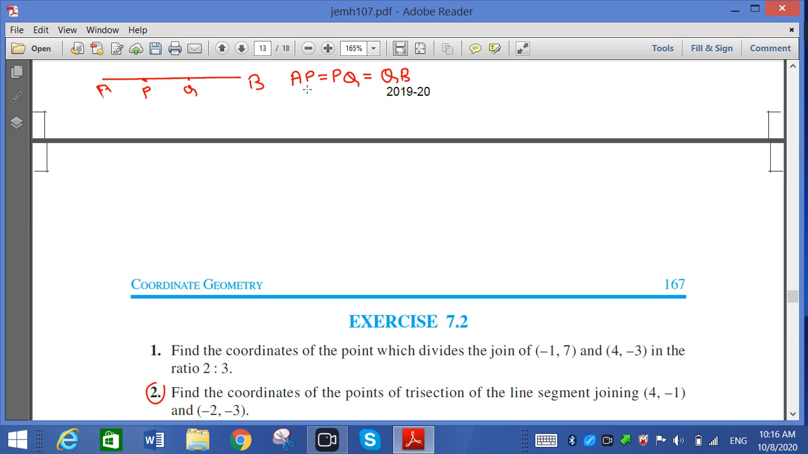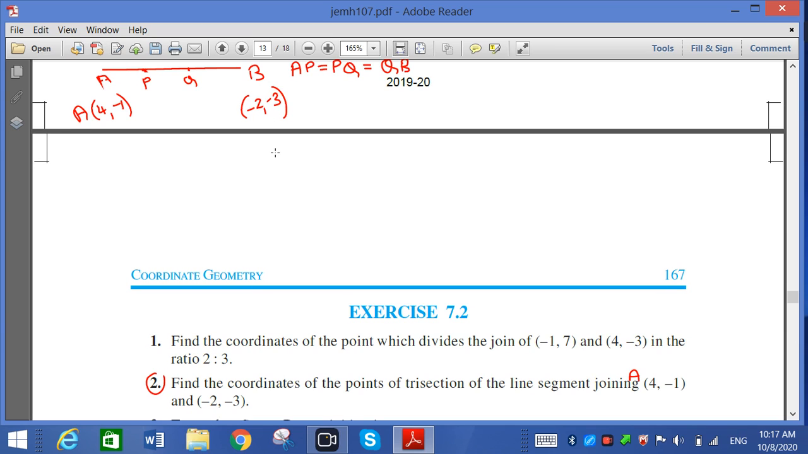1:1:1. So now for the P coordinate, if I want to find out the coordinate of P, first the A coordinate is -1, 7, and the B coordinate, sorry, here we have to take A, that is 4, -1 and B, that is -2, -3. So now we have to find out the coordinate of P.